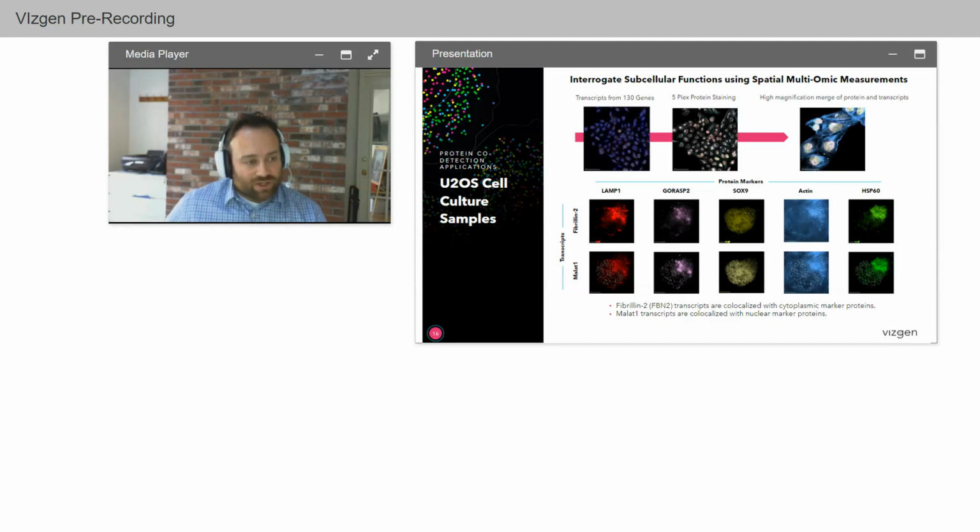MALAT1, on the other hand, is very different from fibrillin 2. MALAT1 does not co-localize with those cytoplasmic markers, but does co-localize with SOX9. SOX9 is a nuclear marker, and so we can infer from this that MALAT1 is potentially regulating nuclear signal.